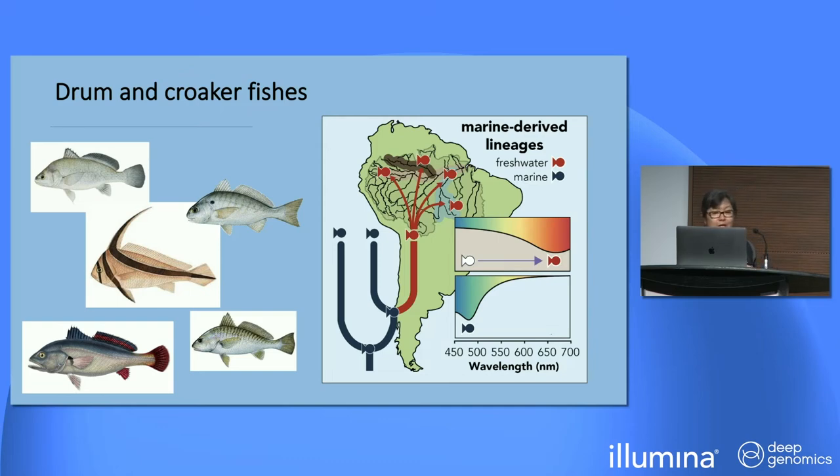They are a diverse group of highly visual predators that tend to inhabit murky and turbid both marine and freshwater environments. And they've actually invaded freshwater on multiple occasions worldwide. They are known to have lots of adaptations to dim light, including large eyes, rod-dominated retinas, tapetum lucidum, etc.